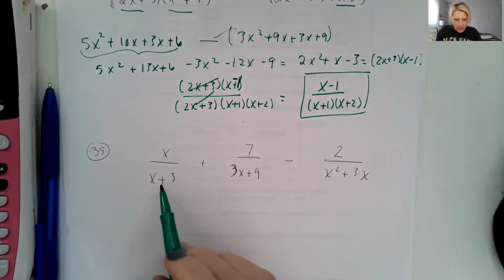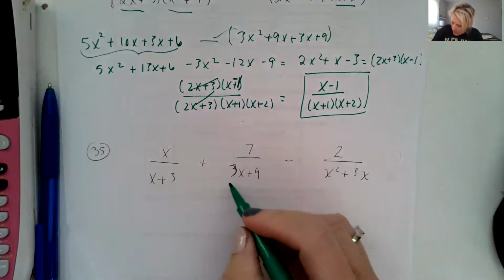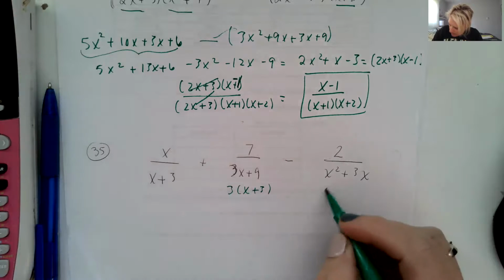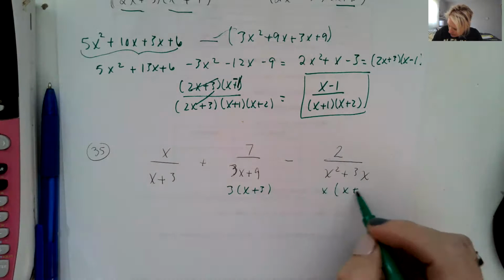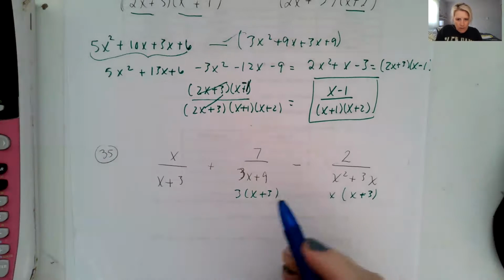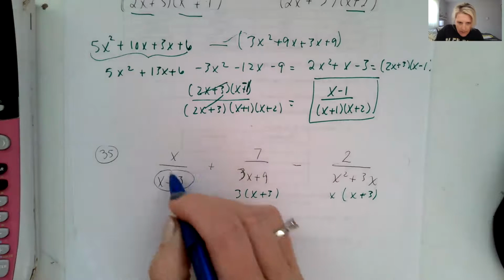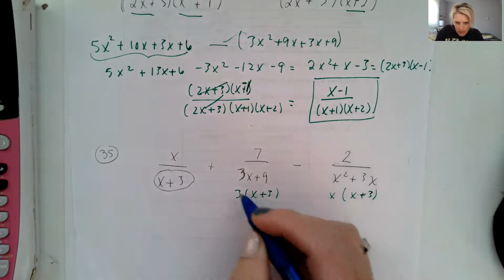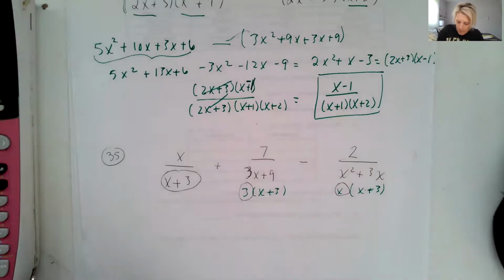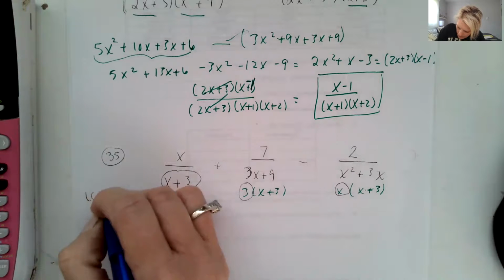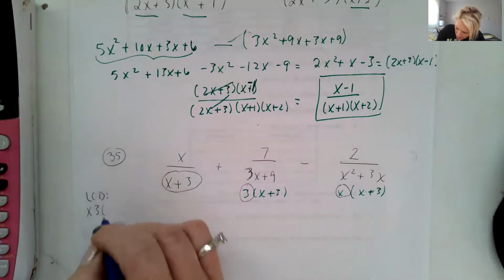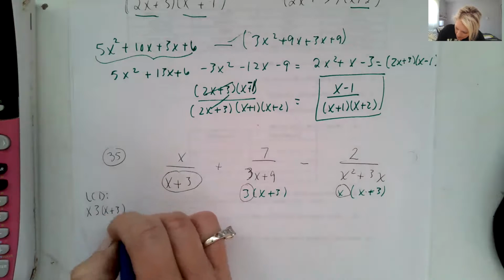So 35, this fraction is factored. This can have a 3 factored out, x plus 3, and this can have an x factored out and an x plus 3. So I'm going to circle all of the factors of our LCD. So that's going to be used. It's already used here, and then a 3 and an x. So our LCD is x times 3 times x plus 3.